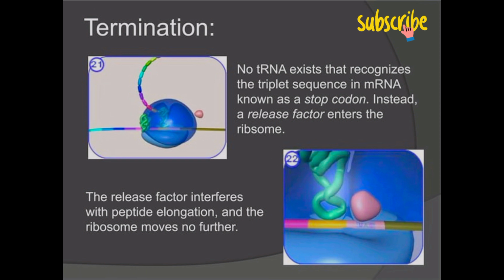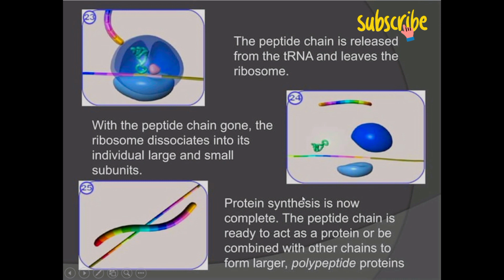No transfer RNA exists that recognizes the triplet sequence in the messenger RNA known as the stop codon. Instead, a release factor enters the ribosome. This structure is known as the release factor. The release factor interferes with the peptide elongation and the ribosome moves no further. So the peptide chain is released from the transfer RNA and leaves the ribosome. With the peptide chain gone, the ribosome dissociates into its individual large and small subunits.